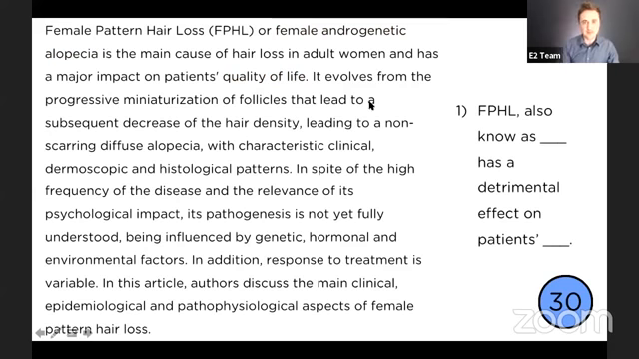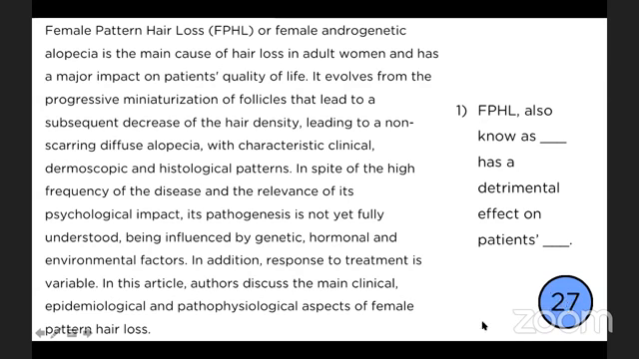Let's do this one. Here we go. 30 seconds starts now. That should say also known as, by the way, that's a typo.